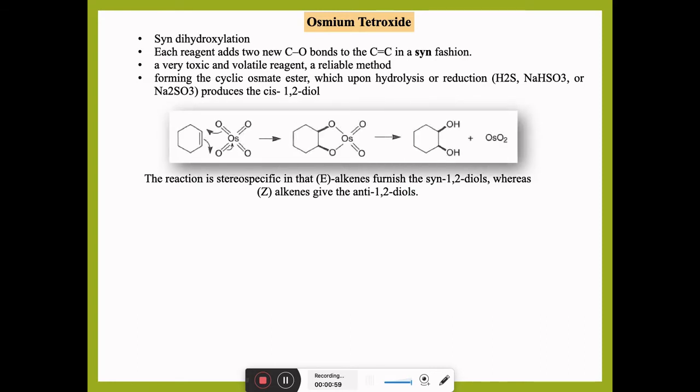When alkene is treated with osmium tetroxide, it will give you a cyclic osmate ester. This is the cyclic osmate ester, which upon hydrolysis or reduction with hydrogen sulfide, sodium bisulfite or sodium sulfide produces cis-1,2 diol.